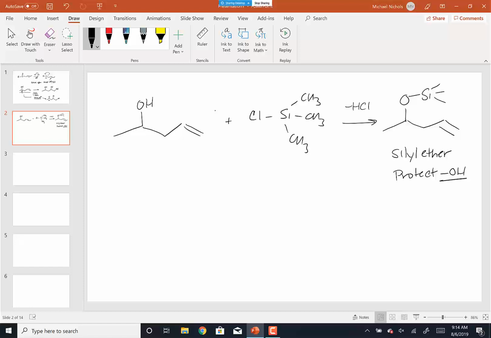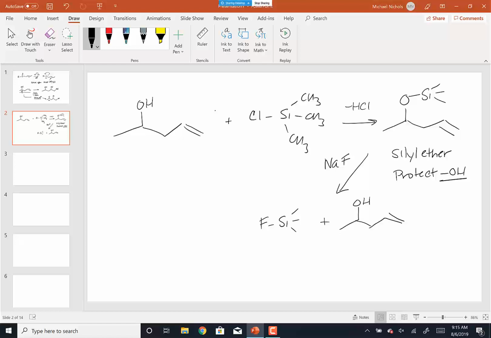If you're going to protect, you've got to deprotect. So how are we going to deprotect? One of the strongest bonds that you can form is a silicon-fluorine bond. So what we would do is add sodium fluoride or potassium fluoride or even cesium fluoride to this, and what will happen is that the silicon-fluorine bond will form, and that will release the oxygen back to an OH group.